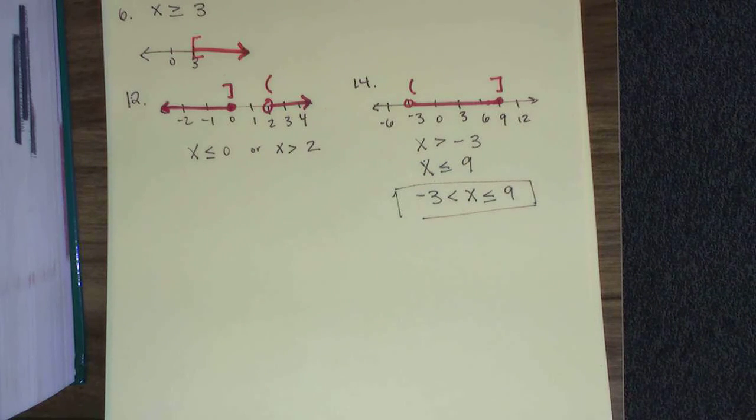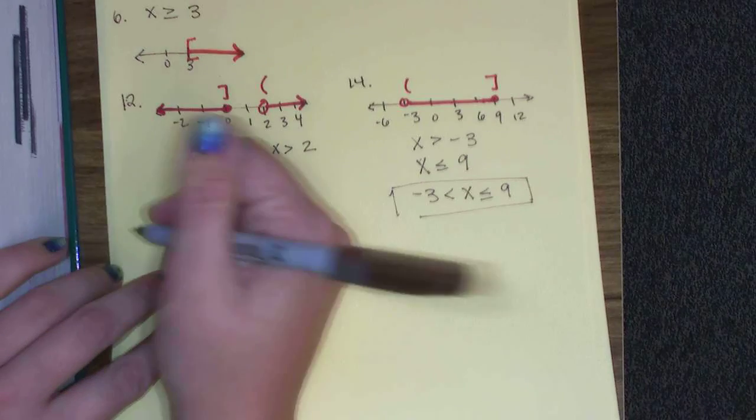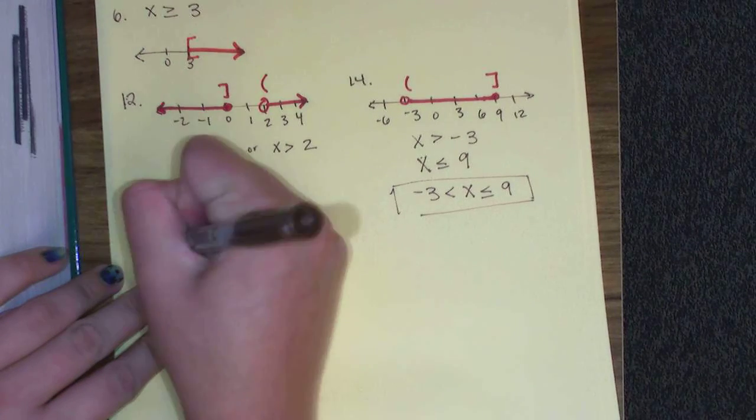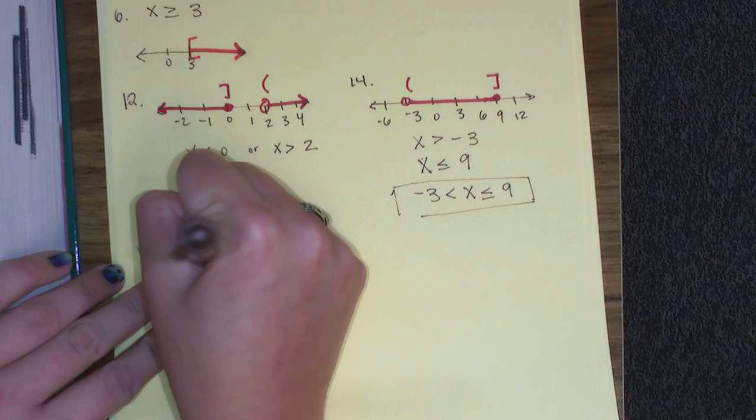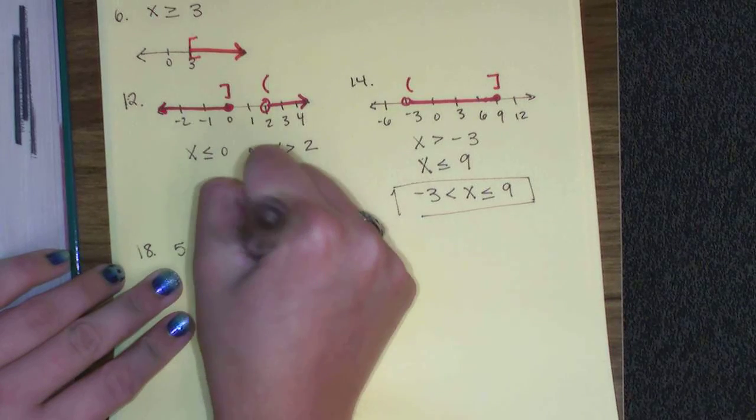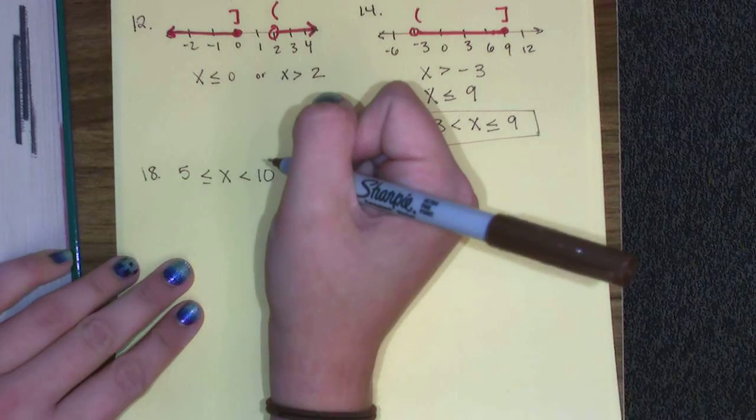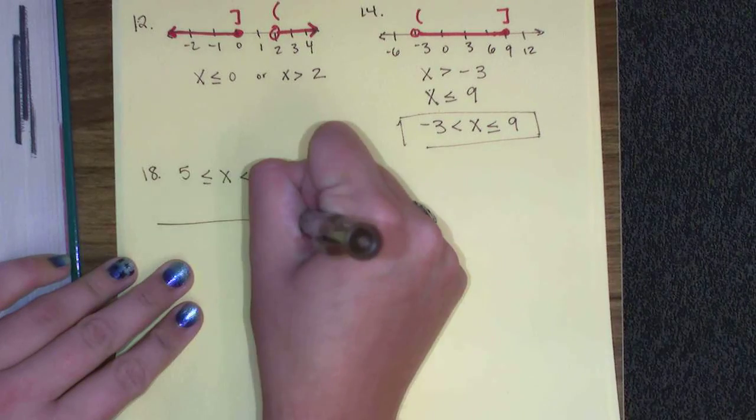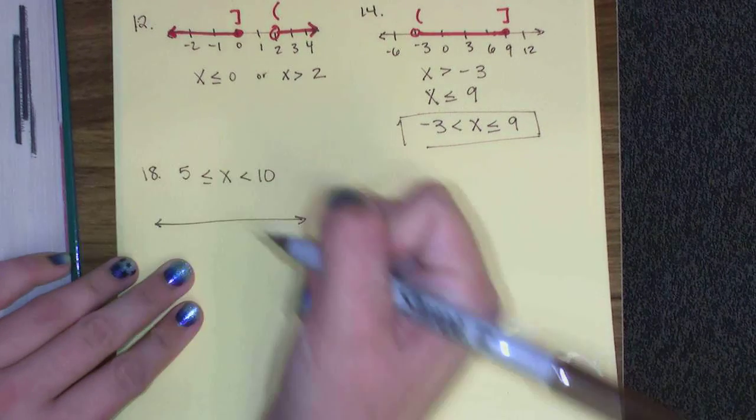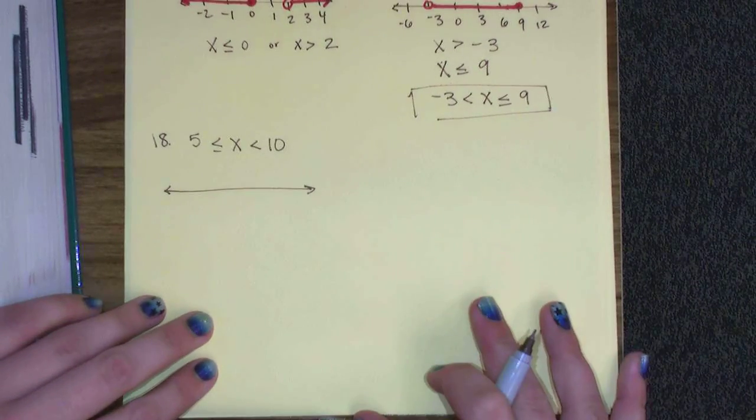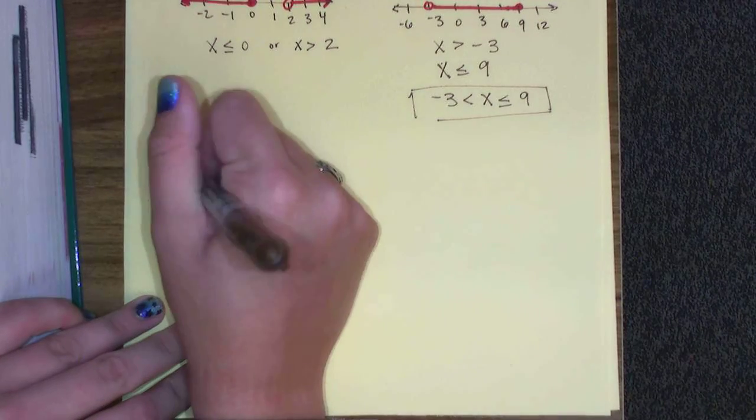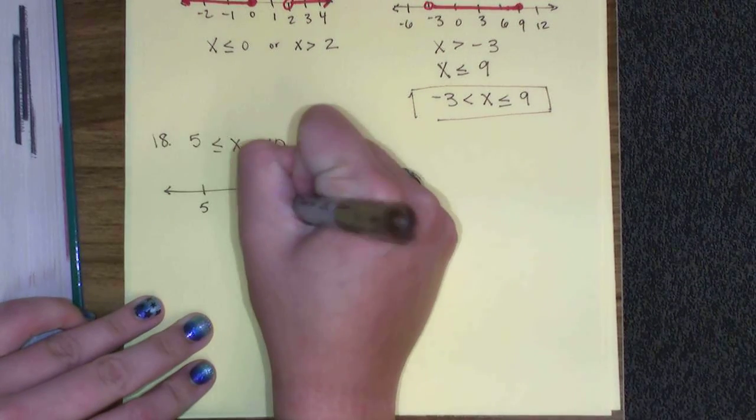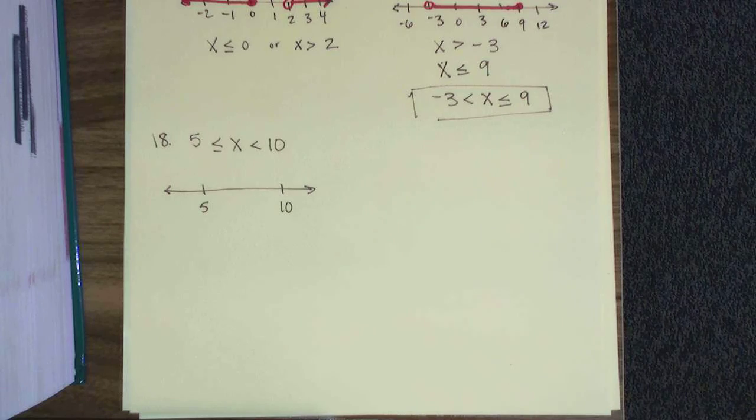Alright, so graphing the compound inequalities. Essentially you're just doing the reverse. So 5 is less than or equal to x less than 10. So we're going to set this up. Is this an and or an or? It's an and. All I'm putting on my graph is the 5 and the 10. If you want to just do that and not write in all the extra numbers, that's completely fine.